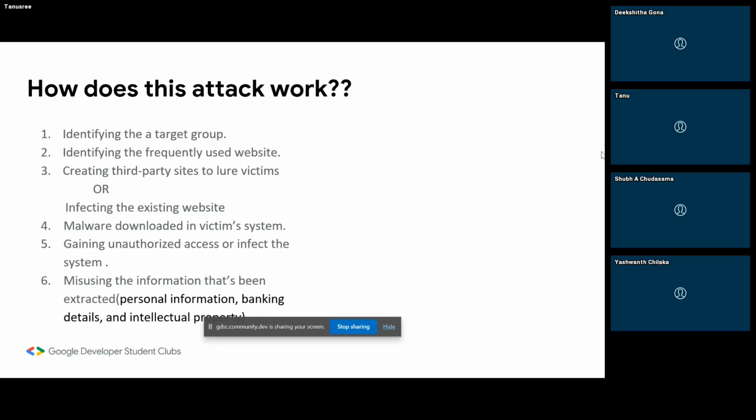The malware is then downloaded into the victims' systems. This can be done automatically, or they ask us to download or enter such information. We see some such links, right? Download or click for some benefits in such a way. By this, the malware is downloaded into the victim's system.